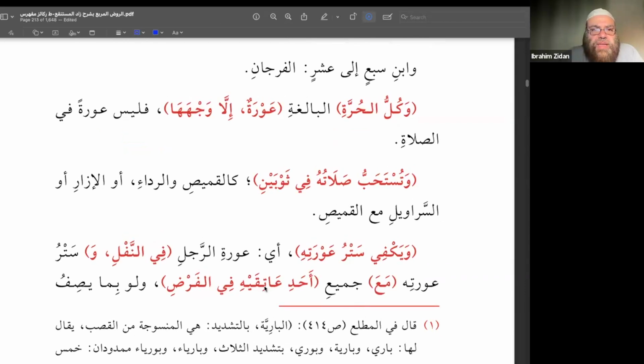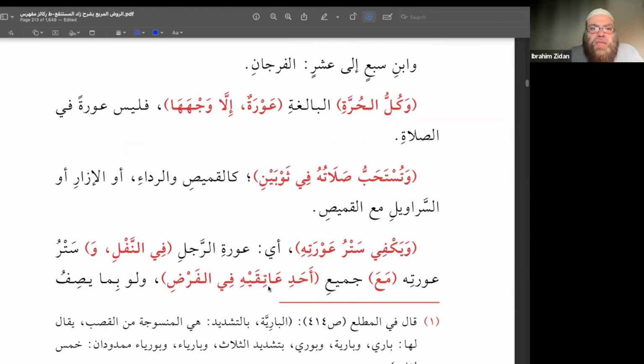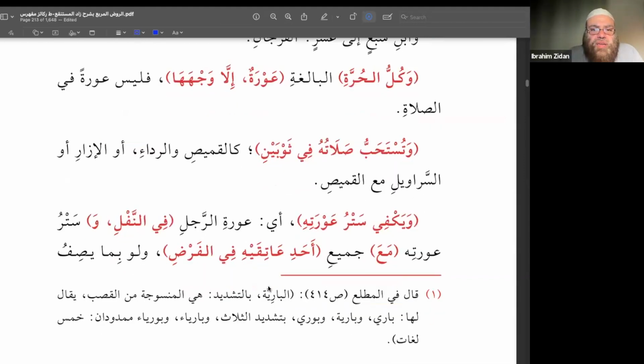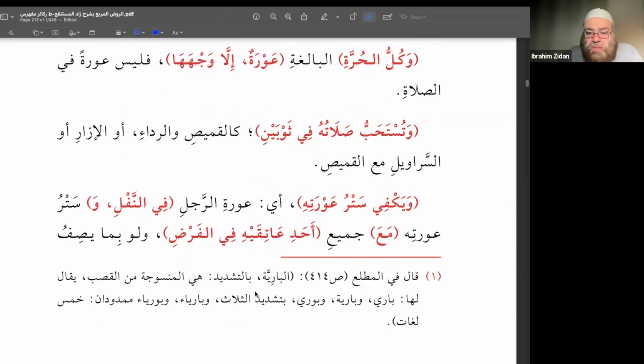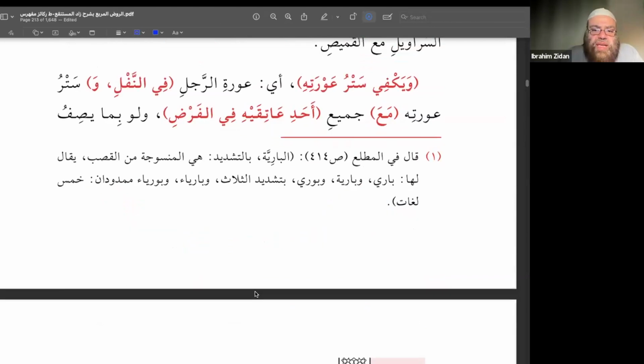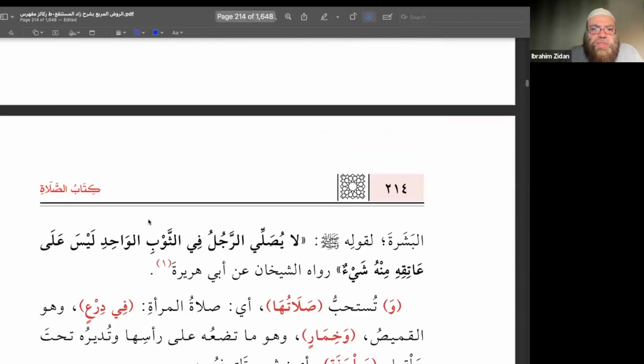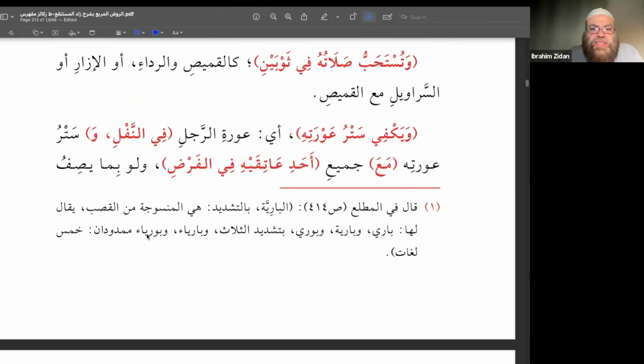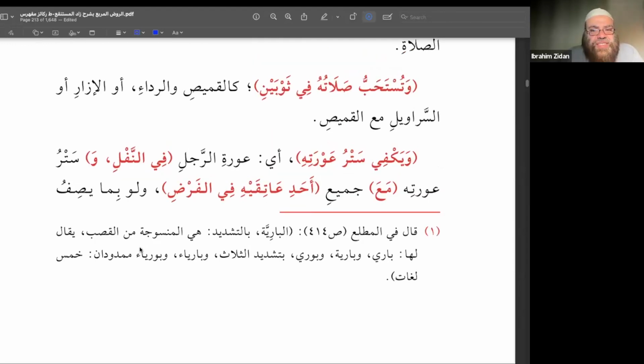فالسؤال here, the question here, if someone is making salah, but one shoulder is covered, the other one is not, is the salah valid, sufficient or not? هل هذا يكفي أم لا؟ Just say yes or no. Is it sufficient? نعم، طيب ما شاء الله. So that's an easy question.